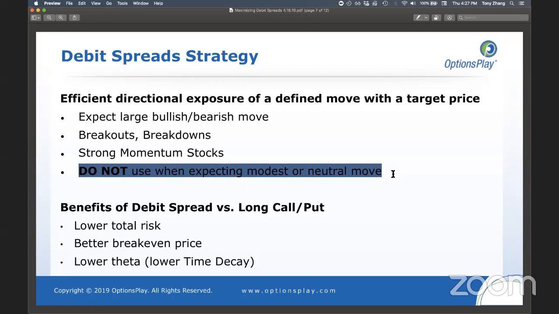Now, if you expect more of a modest or neutral move, then you might want to sell credit spreads. That's what we're going to cover in our webinar next Thursday. So I hope to see you guys there, for those of you that are interested in trading credit spreads.